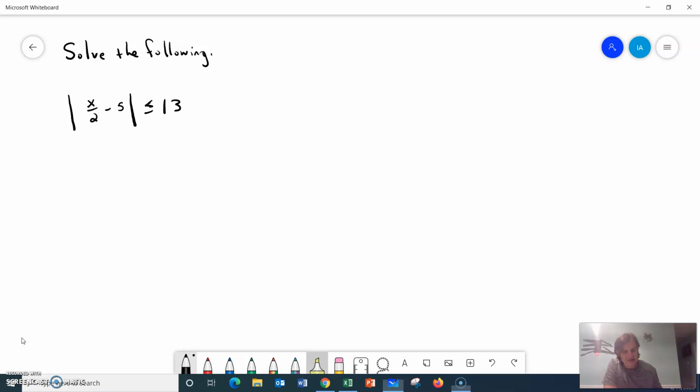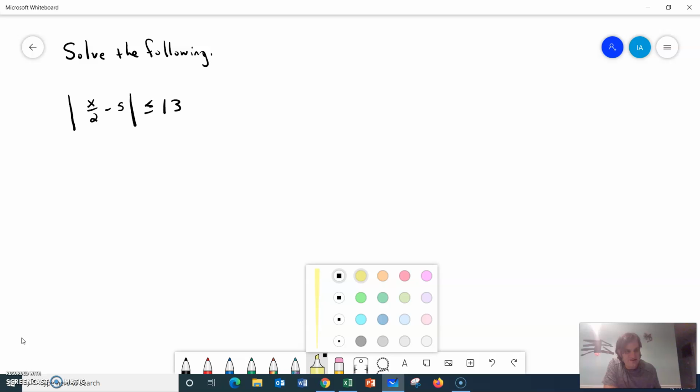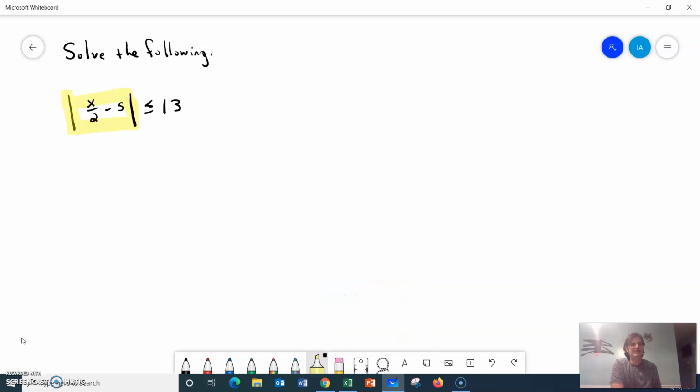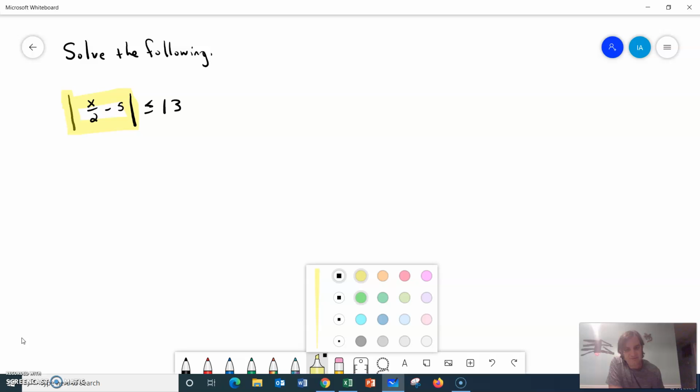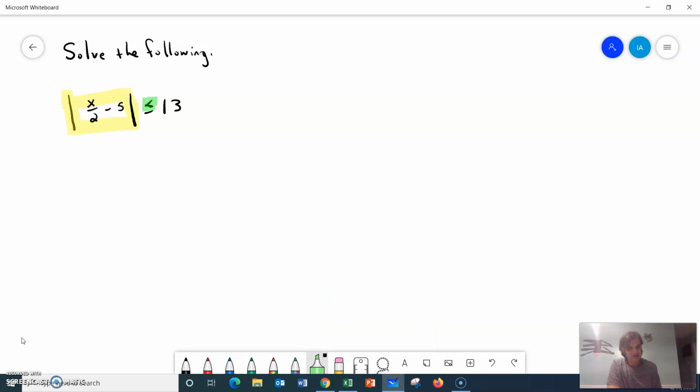So one thing to notice here is that I have the absolute value all by itself on the left hand side, so I don't have to move anything around. The important part here, once it's by itself, is two things. One, if it's going to be less than, which is definitely here and it's important, it needs to be less than a positive number to make sense, and it is.